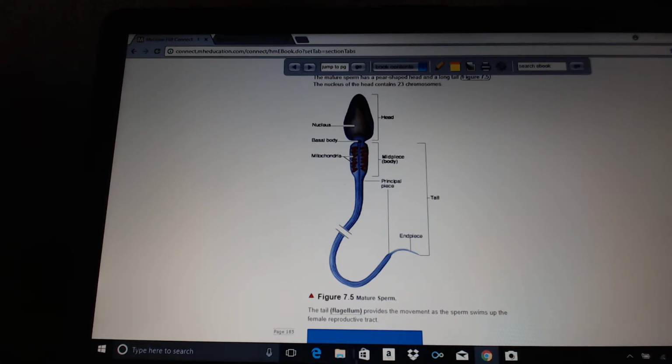And we're going to see that there is a tail or flagellum that the mitochondria uses its energy to keep moving, and ultimately that helps the sperm move through the liquid that gets secreted by the bulbourethral gland, the prostate gland, and the seminal gland, and gives it something to swim in as it makes its way through the female reproductive tract.